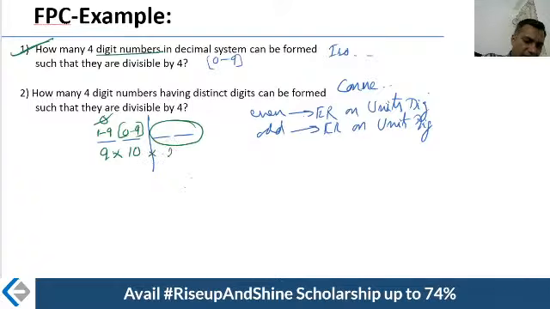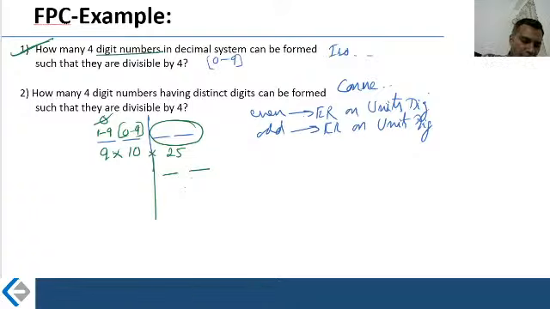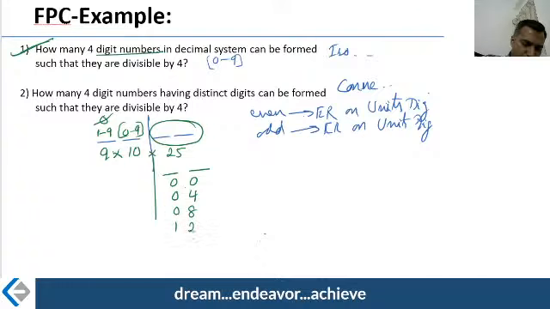Last two places can be filled in 25 ways. Let me tell you this. All right, now last two places, let me illustrate. Now this is what you had. Last two places can be 00. Last two places can be 04. Last two places can be 08. Last two places can be 12.